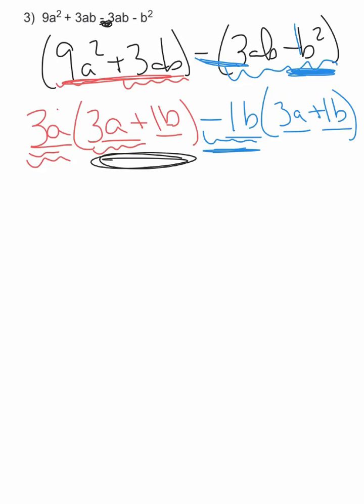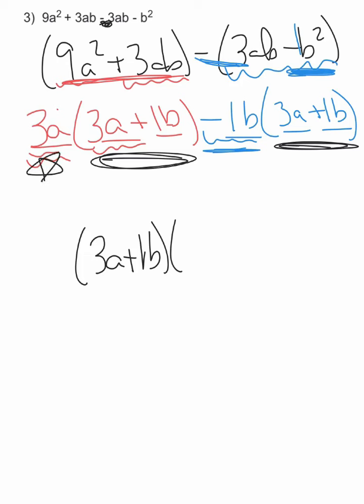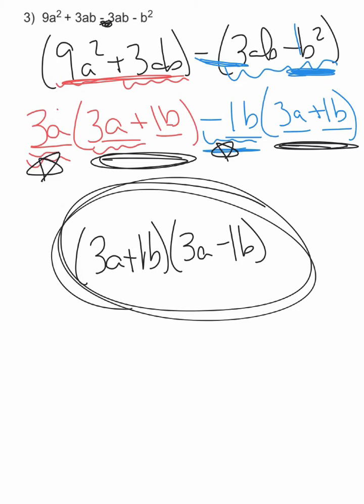Okay, notice our parentheses are the same. That's what should always happen. If you don't get the same thing in your parentheses, you're doing something incorrectly. So to write our answer, we'll write down what's in the parentheses one time. So 3a plus 1b. Then we're going to put a second set of parentheses right beside it, and what's in front of each set of parentheses. So in front of the red one is a 3a, in front of the blue one is a minus 1b. That's our final answer.